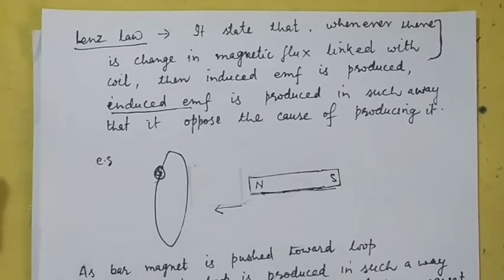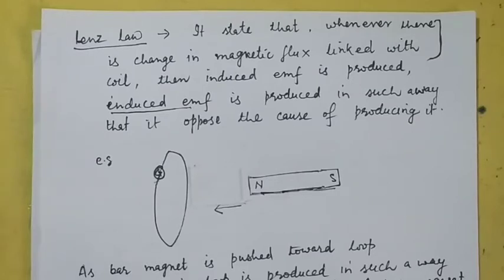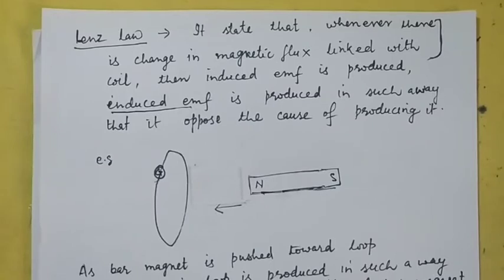In this video, we will discuss Lenz's law. According to Faraday's law of electromagnetic induction, whenever there is a change in the magnetic flux linked with the coil, the induced EMF is produced. Further, Lenz's law says that induced EMF is produced in such a way that it opposes the cause of producing it.